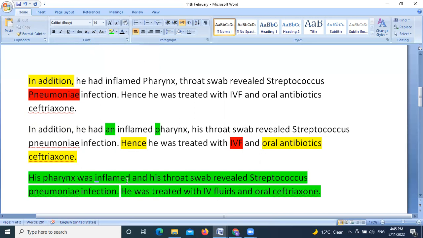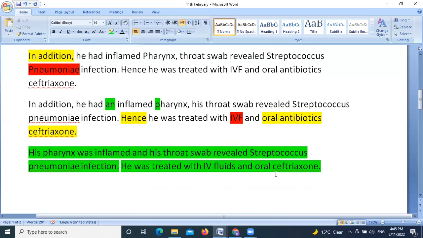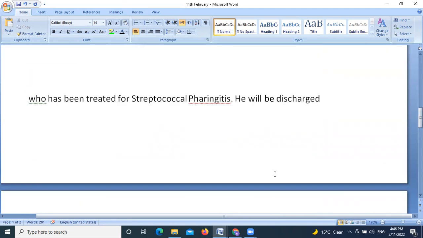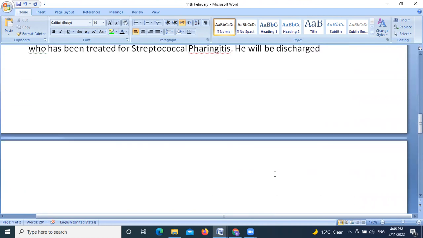His pharynx was inflamed and his throat swab revealed streptococcus pneumoniae infection. He was treated with IV fluids and oral ceftriaxone. We can still join similar information to write better, compound sentences. If you have a complete paragraph, then you can add a little more information so that we can improve. Otherwise, it should be at least like this. These are the differences between C plus and B grade letters. So please be careful. As you know, this is a live and free session. Let us see if there is any question.